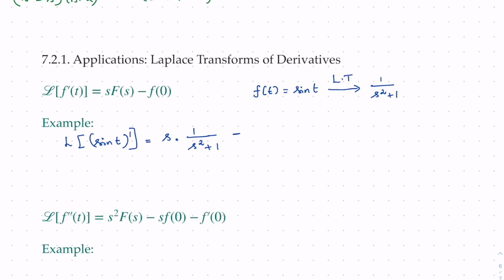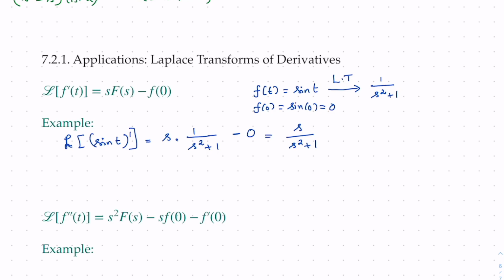Then I'm going to subtract f of 0. In this case, what is f of 0? If f of t is sine t, f of 0 would be sine 0, which you all know is 0. So that's a 0 over there. If you simplify, this is going to be s over s squared plus 1. And that's it.